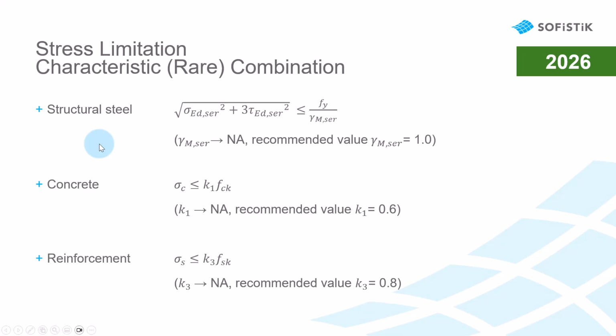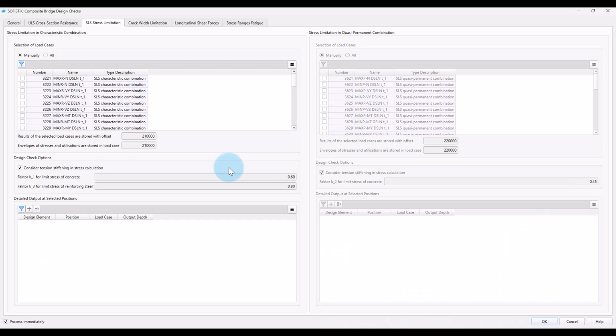Okay, stress limitation in the characteristic combination. What is it about? For the structural steel, we limit the von Mises stress to the yield strength of the material. For the concrete, we limit the concrete compression stress to K1 times fck, where K1 is typically 0.6. And for the reinforcement, we limit the stress to K3 times the characteristic strength, and K3 is usually 0.8. The applied factors K1 and K3 are also depicted informatively in the tab.